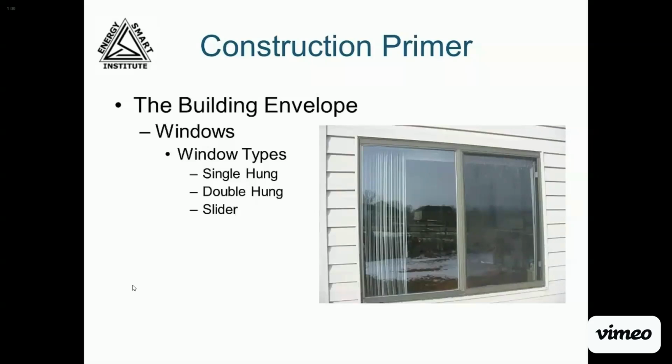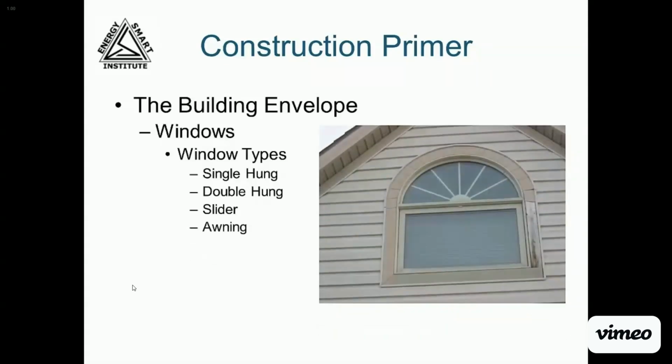Most windows can be retrofitted with better weather strip and locks if needed to improve the energy efficiency and airtightness of the window. An awning window doesn't slide. It's hinged at the top and opens outward at the bottom.